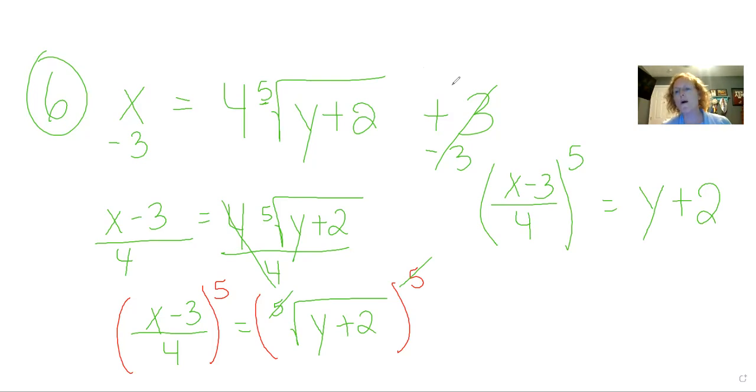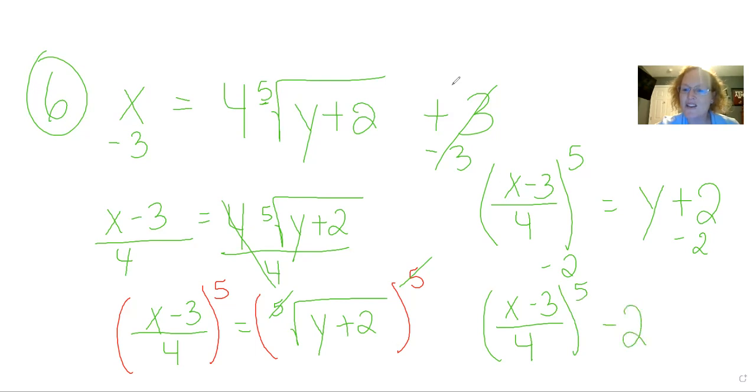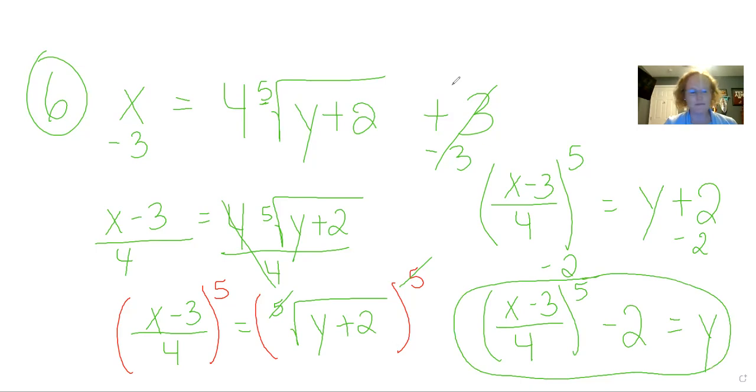The only thing that's with the y is a plus 2, so you remember that we just subtract it. But you have to remember you cannot subtract it with that fraction because that fraction is being raised to a power. So it may look like kind of an unfinished answer, but this really is as good as we can get. x minus 3 over 4 raised to the 5th power, and then minus 2 over there on that outside.